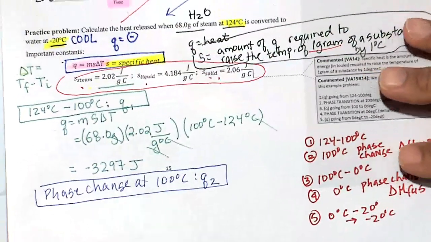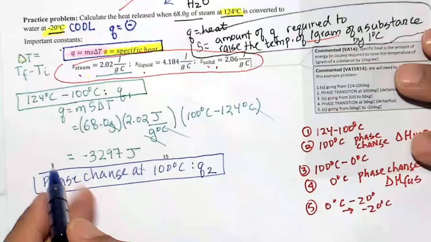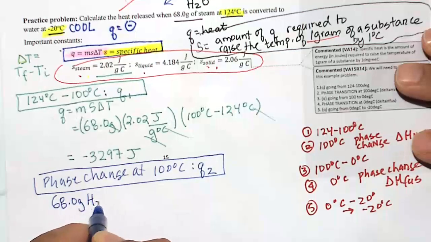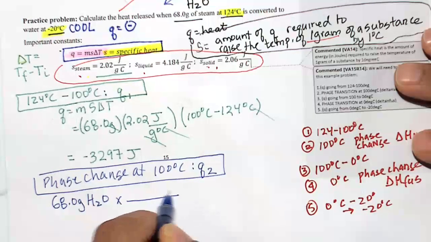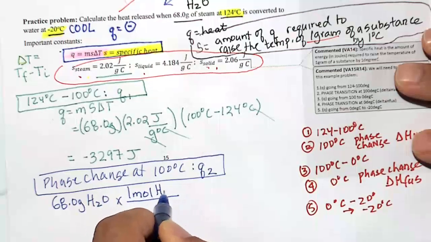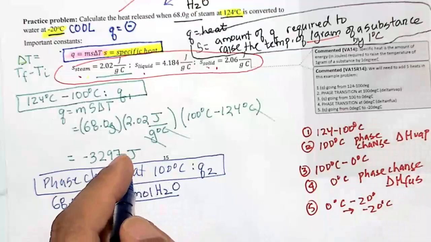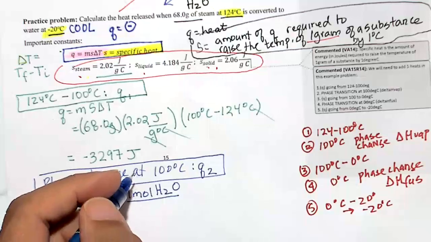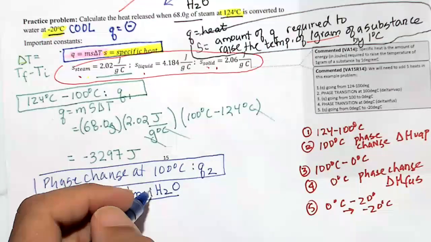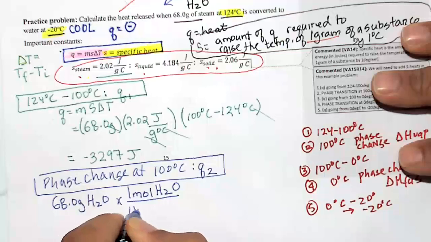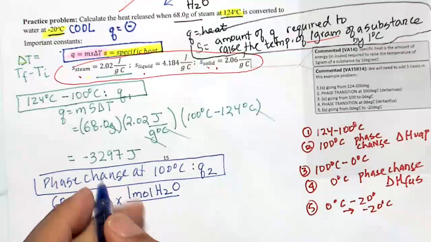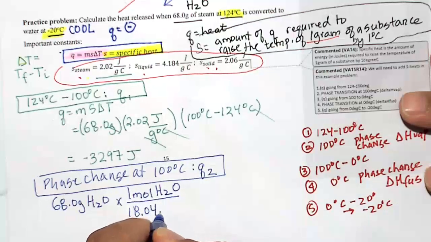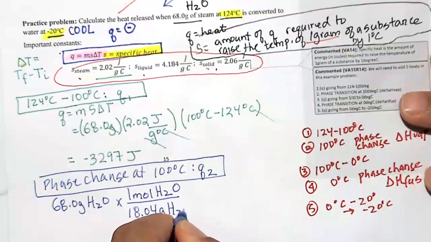We have 68 grams of steam, which is water. Okay, 1 mole of water is about 18 grams of water. You know this? Okay, hydrogen is about 1.01. Oxygen is about 16.01. So we have about 18.03, 18.04. Okay, you add the number in the periodic table, and hydrogen gets multiplied by 2. We'll go 18.04 grams of H2O.